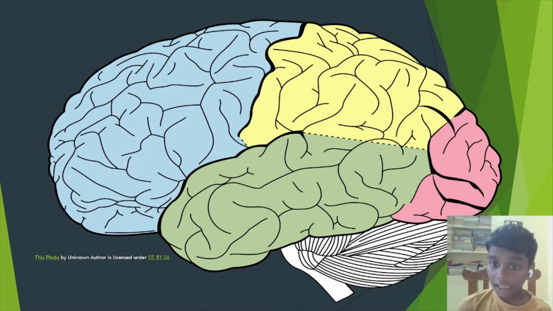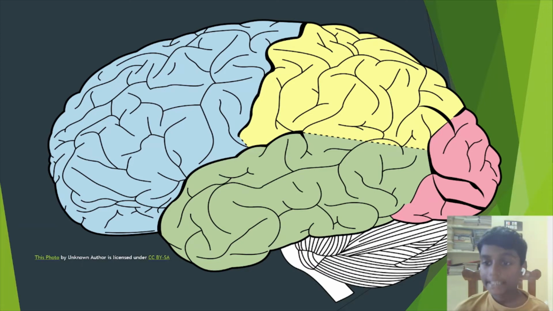Moving on to the last lobe, but not the least, which is the fourth lobe of the cerebrum. It is the temporal lobe, which controls your listening, like that.